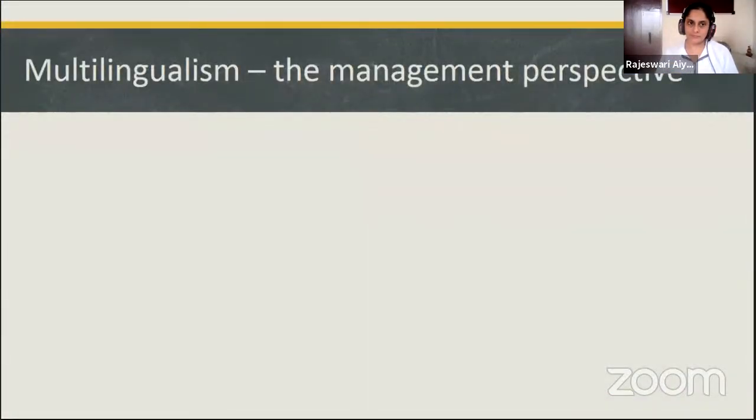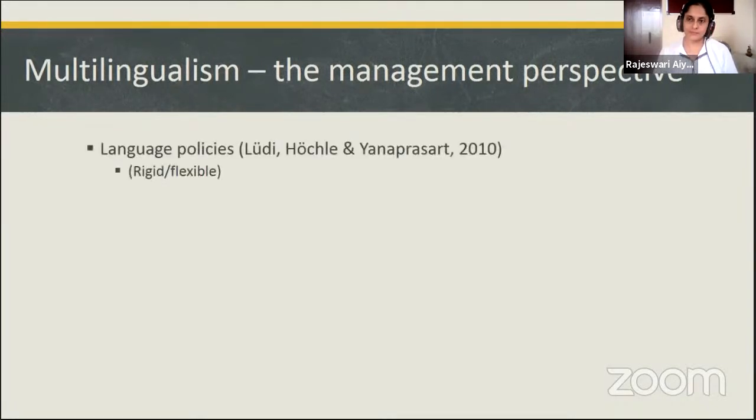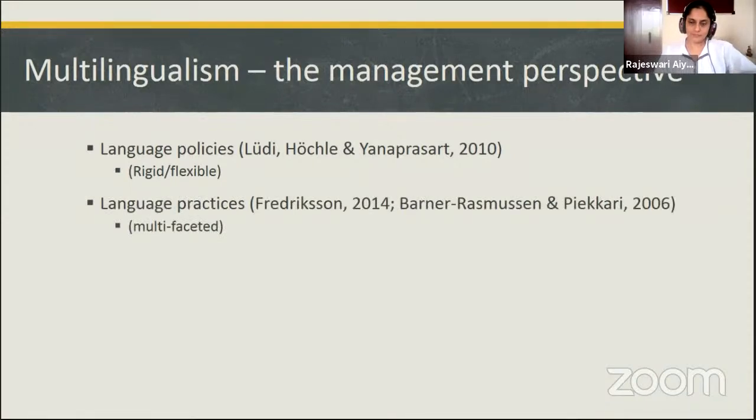Let's look at the different perspectives the management could take in implementing multilingualism. Firstly, they could take decisions on how to implement language policies that shape language use in the company. Some multinational companies prefer a rigid policy of using only English as the business language, while others might choose to be flexible. However, how language is actually used in the workplace is determined by the people involved and the power relations between them.